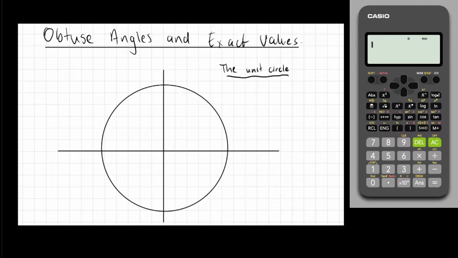Now, you might be saying to yourself, well, how can this be the case? How can something to do with right angle triangles be related to a circle? Well, that's what we're going to spend this lesson exploring, okay? So, this object, what I've got here, is called the unit circle, okay?